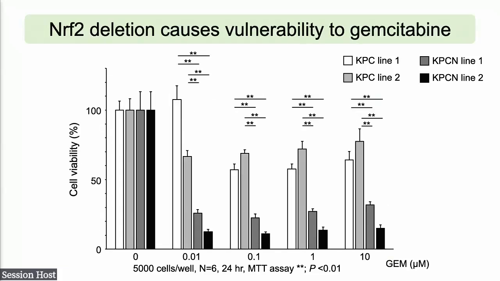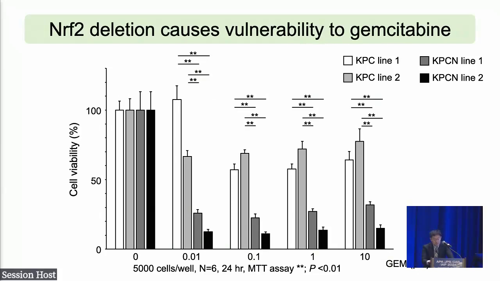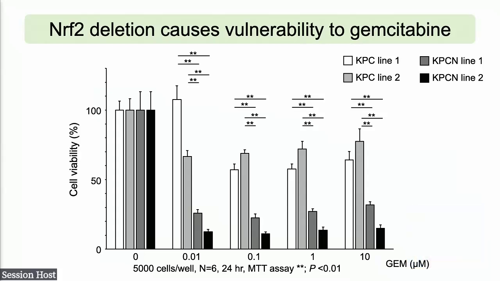And gemcitabine is a standard chemotherapeutic agent used for pancreatic cancer. Gemcitabine treatment also significantly decreased cellular viability of NRF2 null pancreatic cancer cell lines. So this result suggests that NRF2 correlates with sensitivity to chemotherapy.